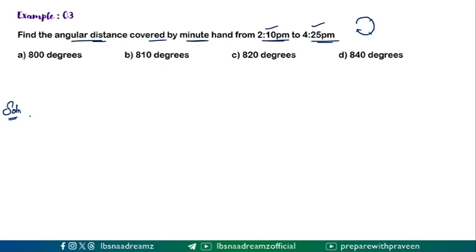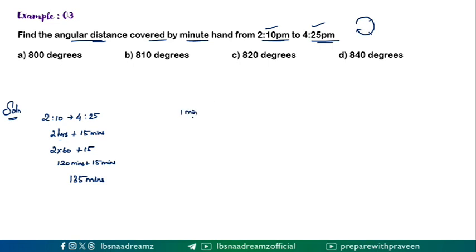So 2:10 to 4:25 is equal to 2 hours and 15 minutes. Right? So convert hours to minutes, 60 into 2, which is equal to 120 minutes plus 15 minutes. So in 135 minutes, minute hand would have covered certain distance. You need to find the angle.